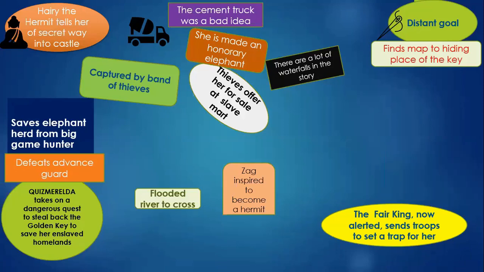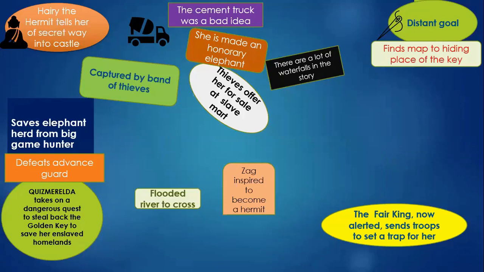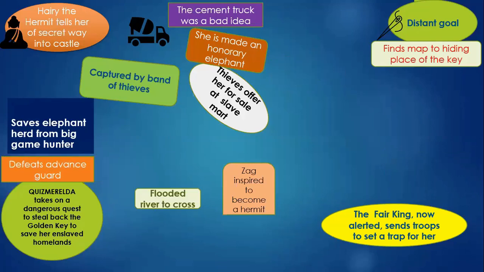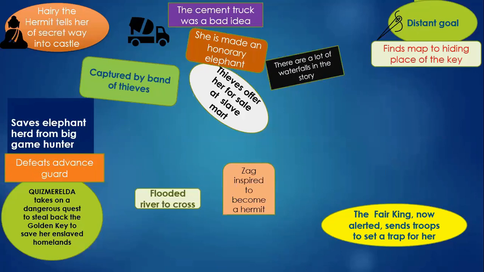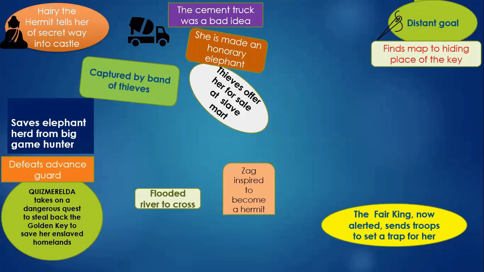Not surprisingly, she and Zag are inspired to make passionate love each time they see a waterfall. And there are a lot of waterfalls in this story. Finally, they get to see Hairy the hermit in his cave, and he tells Quizmerelda the secret way into the castle. This is the final piece of the puzzle, the bit she needs. She's got the map she needs, the secret way in, and she's got it. So there's the crossover point, isn't it, in that main plot?